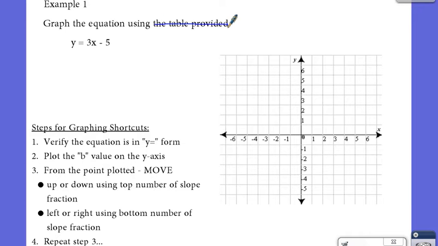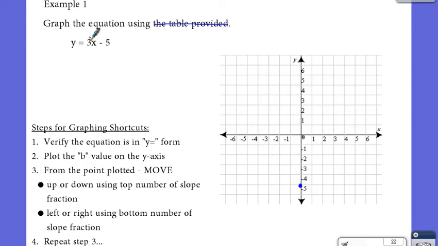Okay, I've copied the steps here. Again, verify that it's in y equals form. It is. y equals 3x minus 5. Plot the b value on the y-axis. So a minus 5 is going to be down 5, okay, to plot that point. And then the slope is 3.